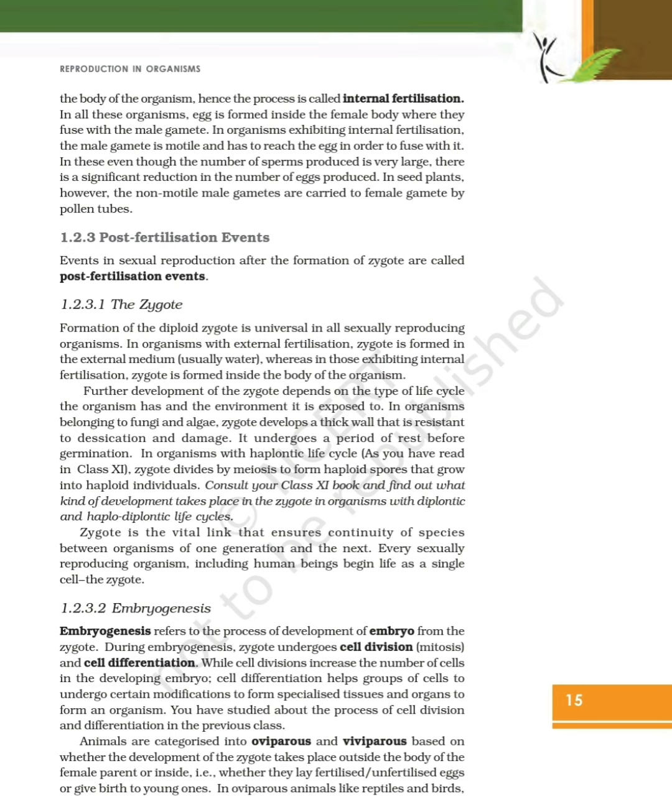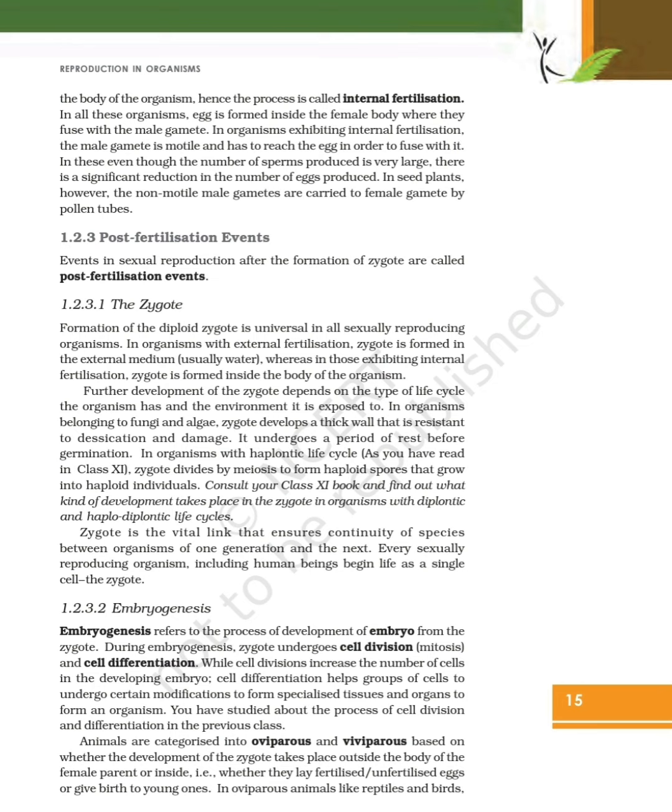Zygote is the vital link that ensures continuity of species between the organisms of one generation and the next. Every sexually reproducing organism, including human beings, begins life as a single cell, the zygote. Next, second is embryogenesis. Embryogenesis refers to the process of development of the embryo from the zygote.